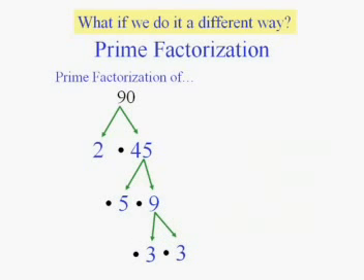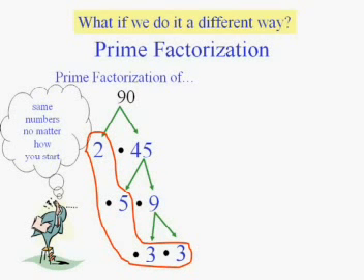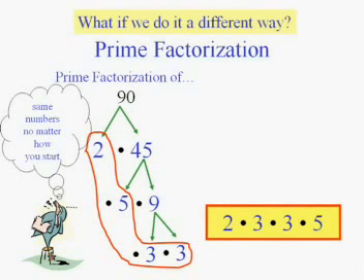Now, nobody at the endpoints can be broken up anymore. And son of a gun, did you note we got the same answer that we got before? 2 times 5 times 3 times 3. Of course, we should put it in order: 2 times 3 times 3 times 5. Okay, it doesn't matter how you start as long as you finish by breaking them up as far as they'll go. That's the prime factorization.